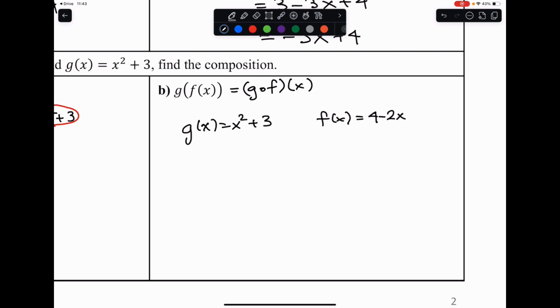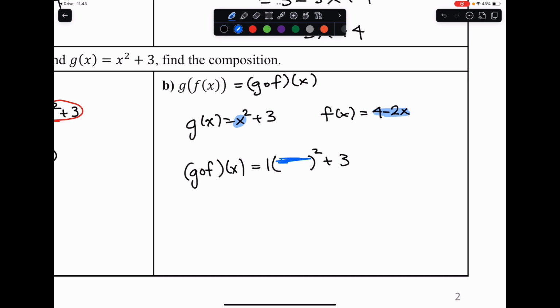So let's now plug this in, okay? So I'm now going to plug this into that x right there. So the golf of x equals 1x squared, so 1x to the second power plus 3. And again, this is where the x was. And we're going to replace that again with this right here in blue.